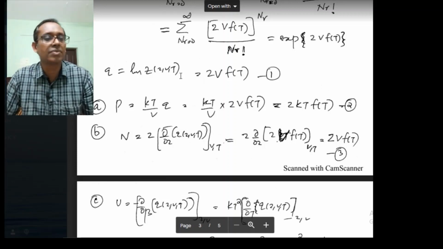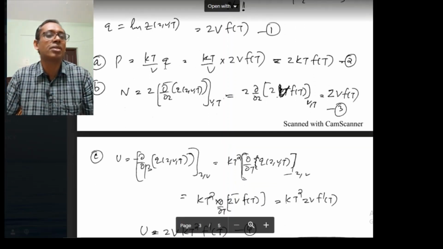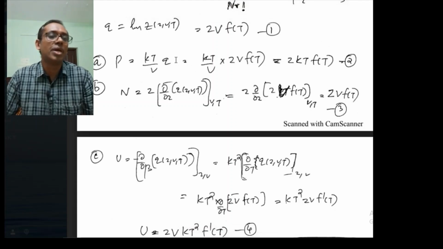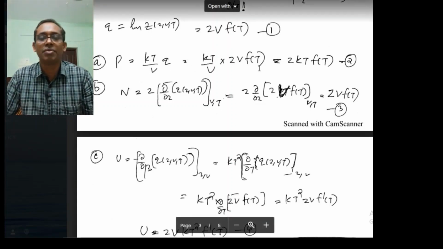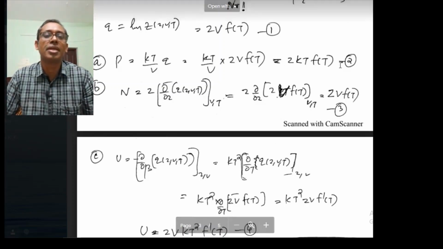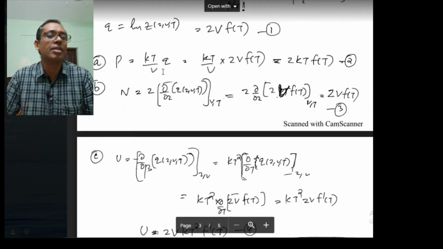Once the Q potential is with us, we can determine the pressure. Pressure is kT by V times Q. So kT by V times zVf(t). Q is zVf(t), so that is z kT f(t). Next, N, the average number of particles.